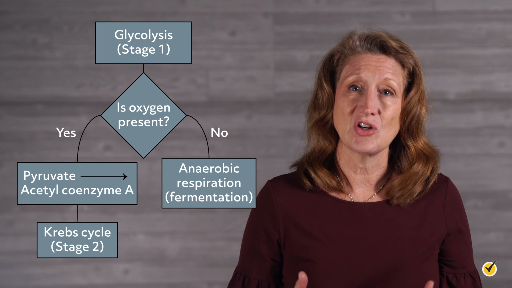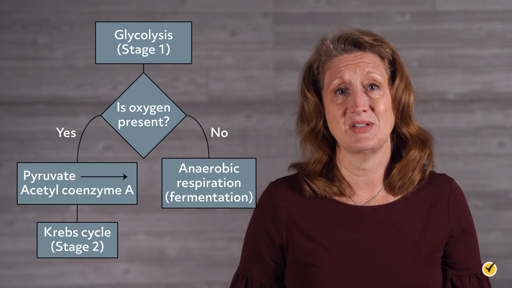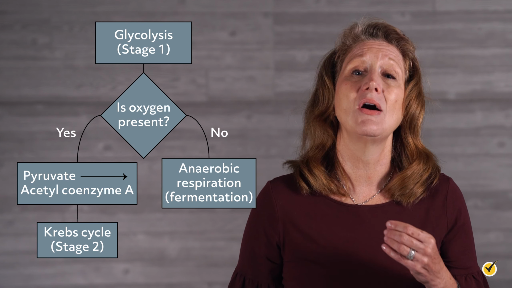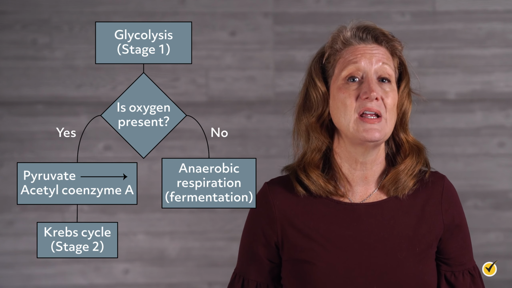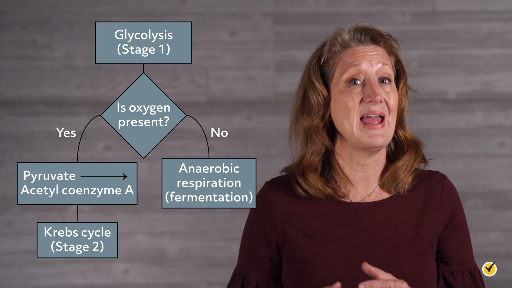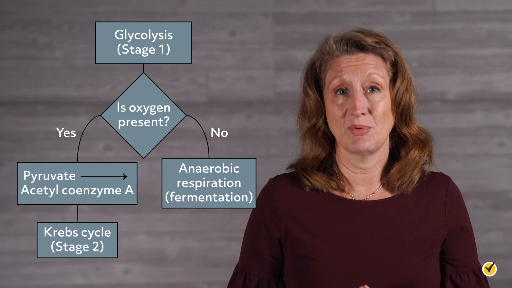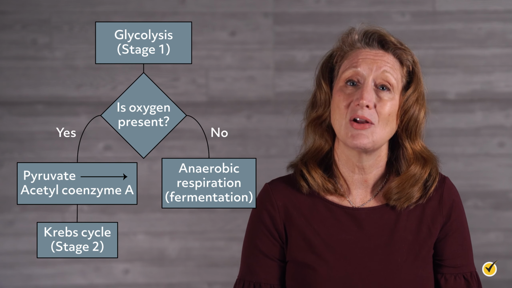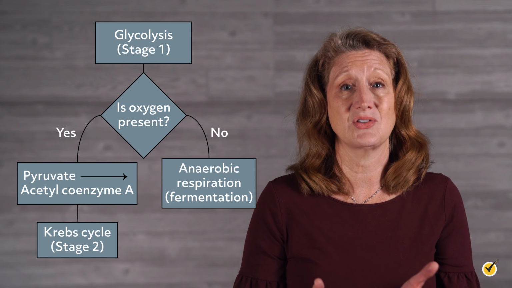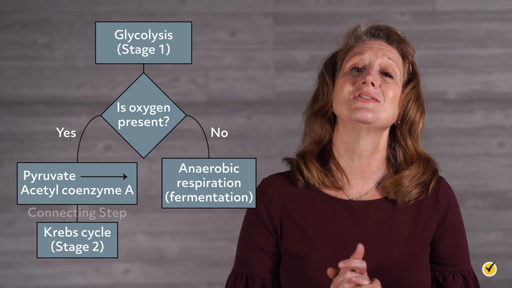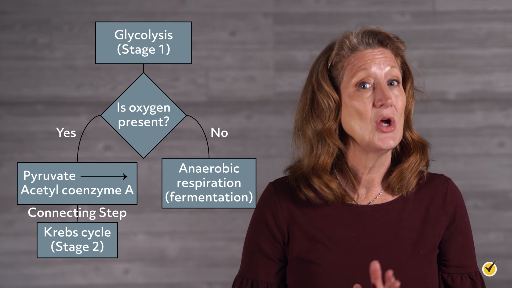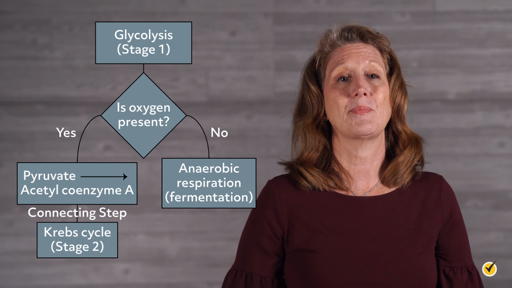It would be inefficient for the body to go through any more processing past this point without considering oxygen levels, because the conversion of pyruvate to acetyl coenzyme A is an irreversible step. We don't want to convert molecules into compounds we can't use due to the oxygen conditions. This step is called the connecting step. Once that's complete, we can move on to stage 2.